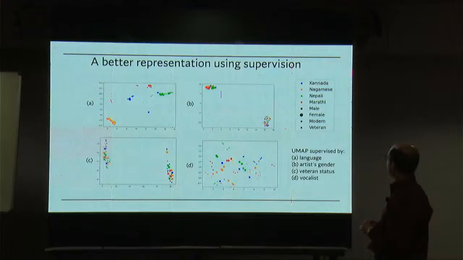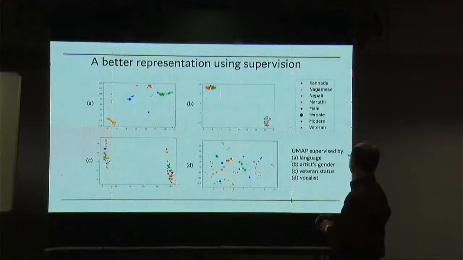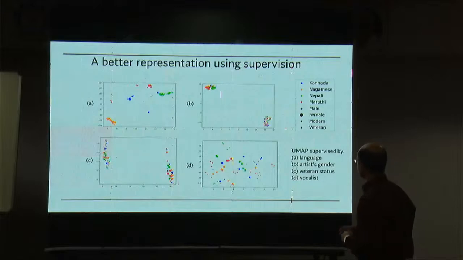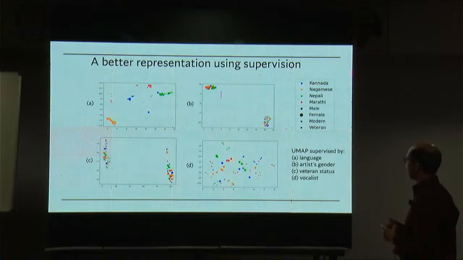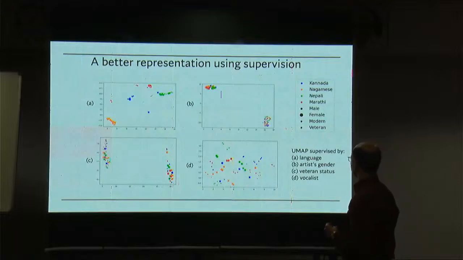So that was unsupervised. Now we use supervised learning because we know all these features of the particular snippet. For instance, the blue dot is a Kannada snippet, and it's a male voice, and then probably it's a veteran status or something like that. So the legend indicates a snippet that it captures. So we supervised the data using language, artist gender, and veteran status and vocalist in the 4 plots, and as you can see, now the distribution is much more clustered, right?